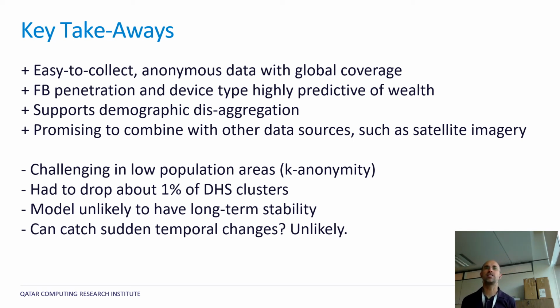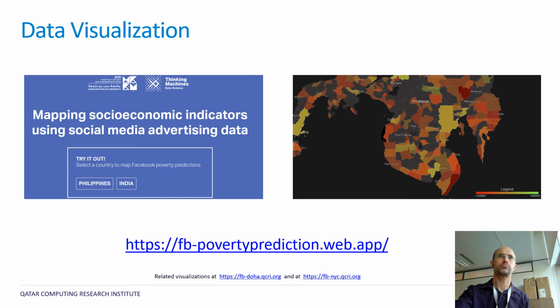The model is also unlikely to have long-term stability. Facebook usage changes, and I'm sure that 5 or 10 years from now, it will be very, very different from now. So definitely you'll have to retrain your models over time. We're also unsure whether this model will catch changes across time. Conceptually, it can, if people sell their mobile phones, for example, but in practice this might not happen. Even as people lose their job, they will likely hold on to their mobile phone. We're not sure, but we think that's probably the case.